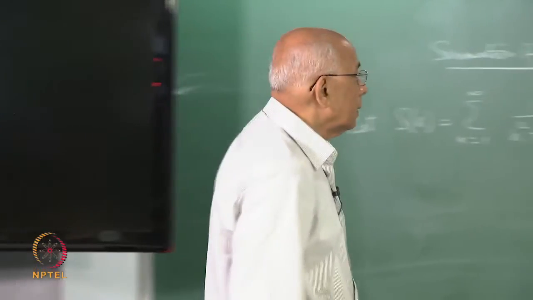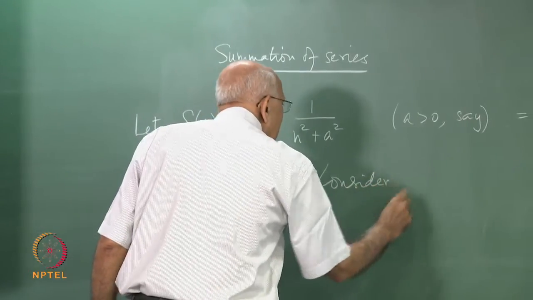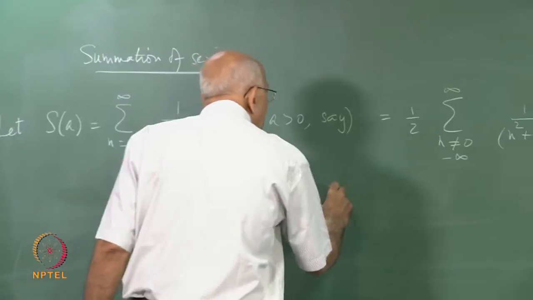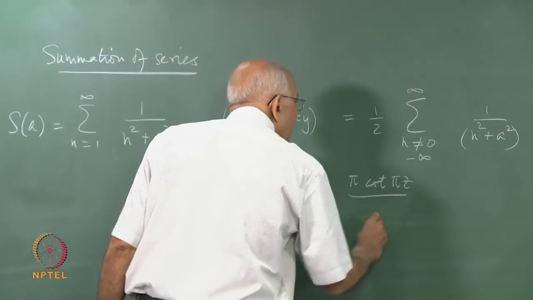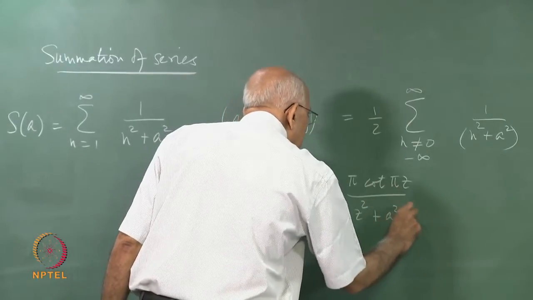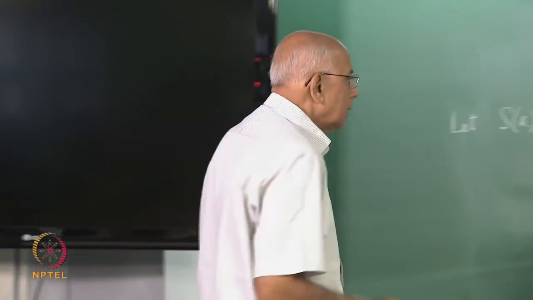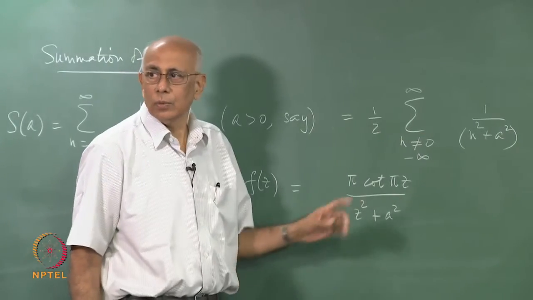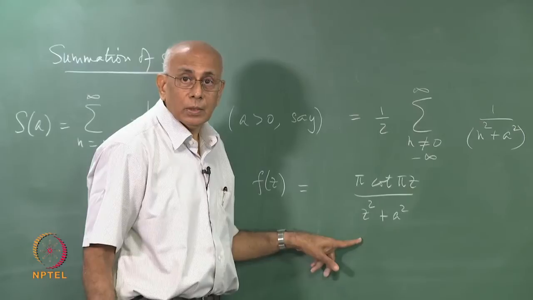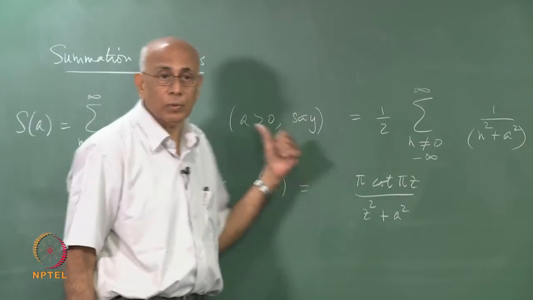Okay. So let us consider therefore a function f of z which is equal to pi cot pi z divided by z squared plus a squared. Let us consider this function. What are its properties? What do we know about this? Well, we know that it has simple poles at all the integers in z with residue 1, but then there is this factor also. So the residue is in fact 1 over n squared plus a squared at the point, which is what we want.